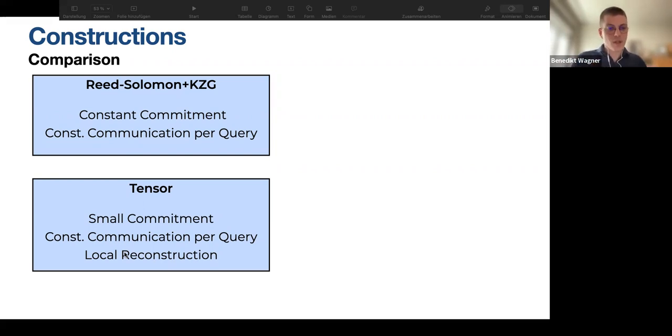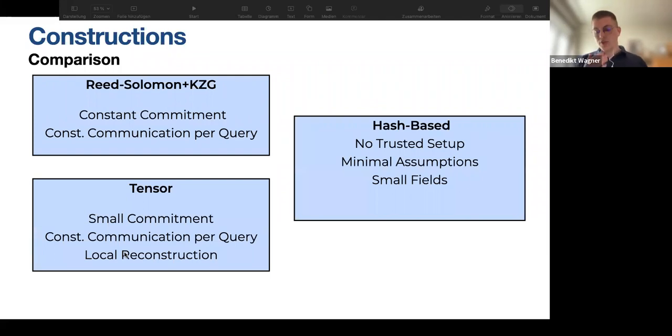And now if we compare it to our new hash-based construction, then the clear advantages of this construction are that you don't need a trusted setup. We have minimal assumptions, and you can implement this because you don't need public key operations. You can implement this over small fields, which gives you computational efficiency. Of course, at the same time, you have a larger commitment size and a larger communication per query.